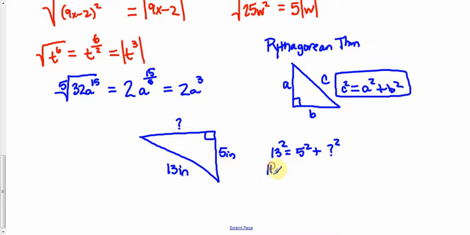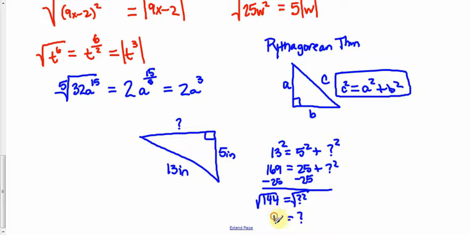13 squared, I know mine, it's 169 equals 25 plus question mark squared. Subtract 25 from both sides. You'll get 144 equals question mark squared. You're going to square root both sides. And the question mark is 12. So that side is 12 inches. Okay? Just a quick review on Pythagorean theorem for you.